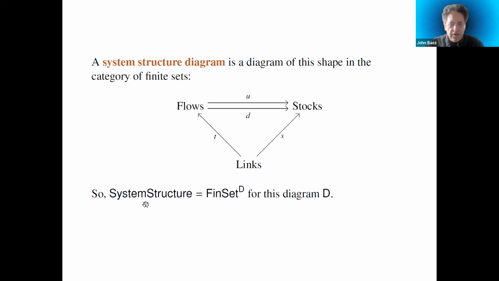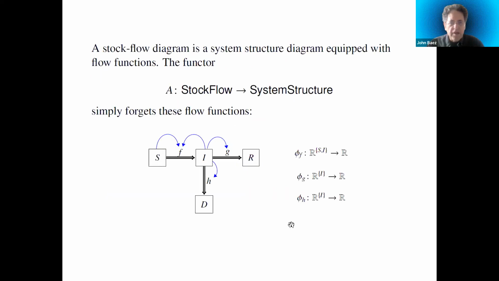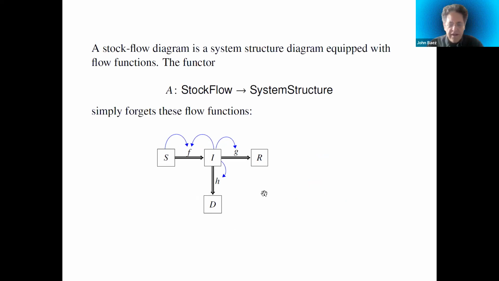functions. So the category system structure is just the category of functors from this diagram here, D, to the category of finite sets. So a StockFlow diagram, which is what I've been mainly talking about, is a system structure diagram equipped with the flow functions. So that means that there's a forgetful functor that takes a StockFlow diagram and forgets the flow function. So here's a StockFlow diagram, and bingo, I'll hit it with a forgetful functor, and now it's a system structure diagram.